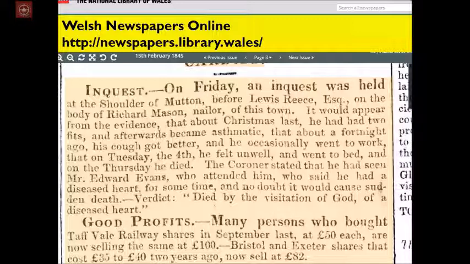Now, the actual inquest records themselves will sometimes give a greater detail than the report in the paper. And there's various different types of inquest records that you can find. The general one, the main one, is called the Inquisition. And these are particularly useful before 1837, prior to death certificates. They are a summary of the findings of the coroner.